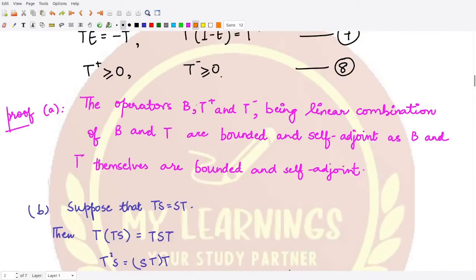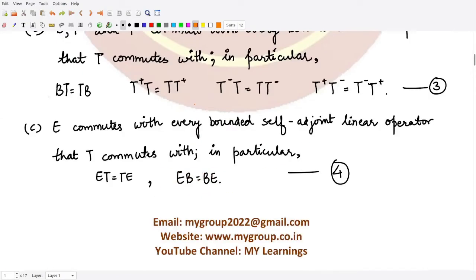Now let's move on to the third part. Here in the third part, they say E commutes with every bounded self-adjoint linear operator that T commutes with. In particular, ET is equal to TE and EB is equal to BE, because T commutes with T, right? And you also know B commutes with T. So E commutes with every bounded self-adjoint linear operator that T commutes with.